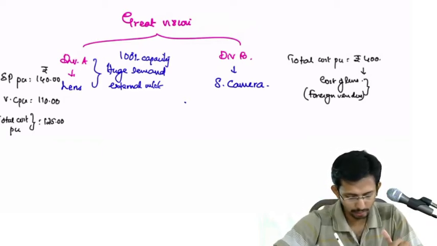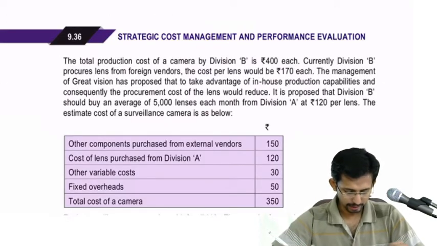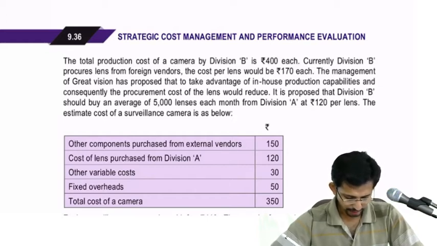And what is the cost of lens? It comes to around 170 per lens. Then the management of Great Vision has proposed that, to take advantage of in-house production capabilities, the procurement cost of lens would reduce.